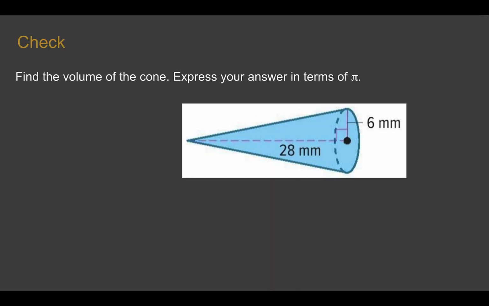Check your understanding. Find the volume of this cone in terms of pi. Be careful on this one. This cone is tipped on its side. So when you're finding the height, imagine it was standing up as we've seen in previous pictures. Pause the video now and complete the check.